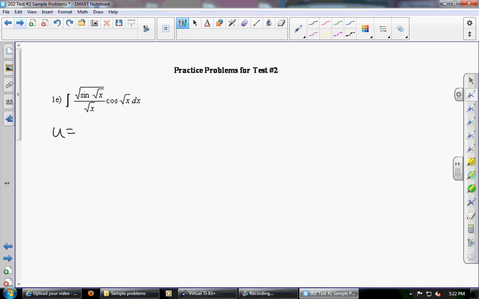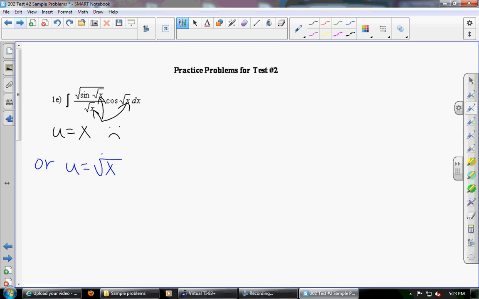You could let u equal the square root of x. Even easier, you could let u equal x because you see x's inside of radicals. But letting u equal x will just change all of the x's to u's, and the dx will become a du. So that really never works.